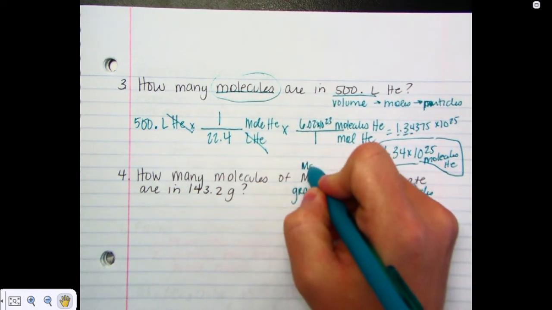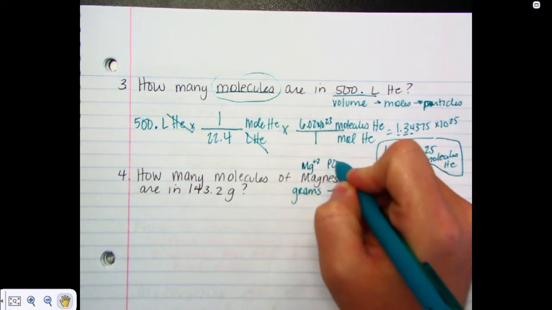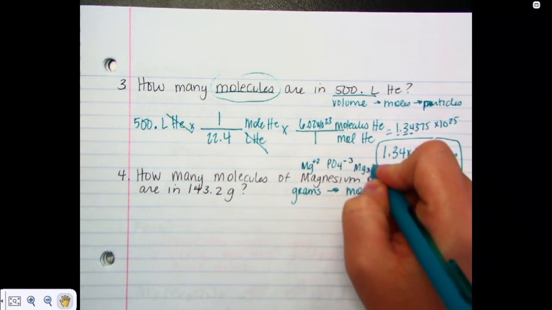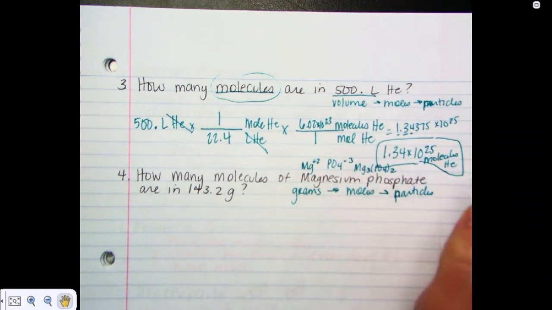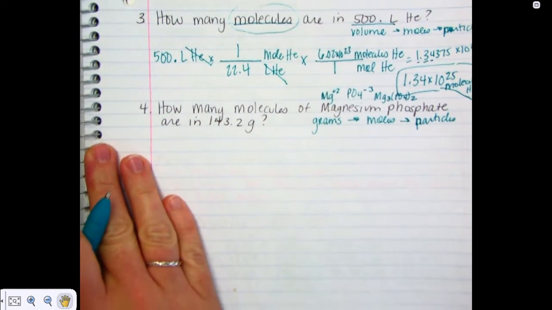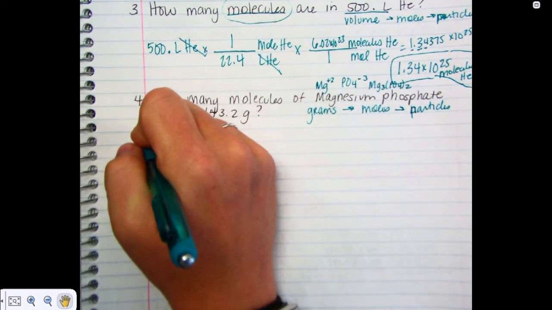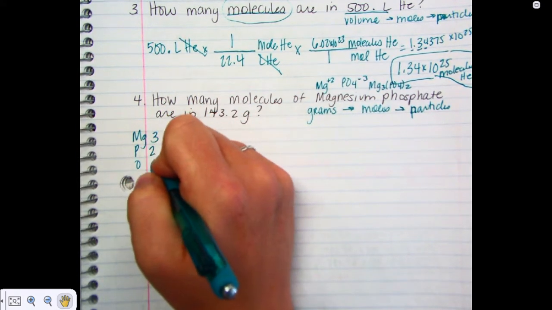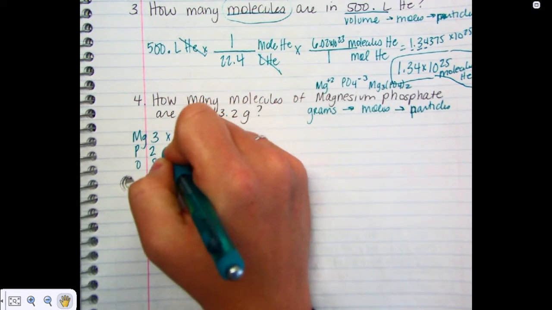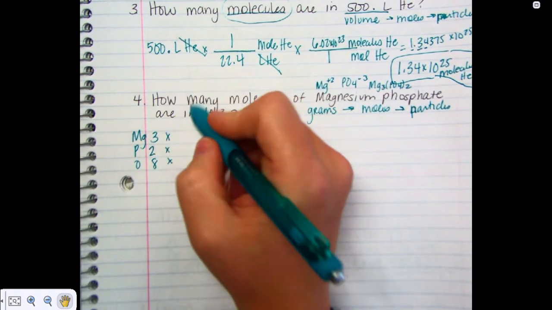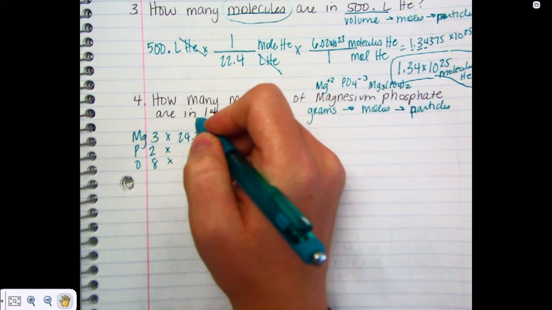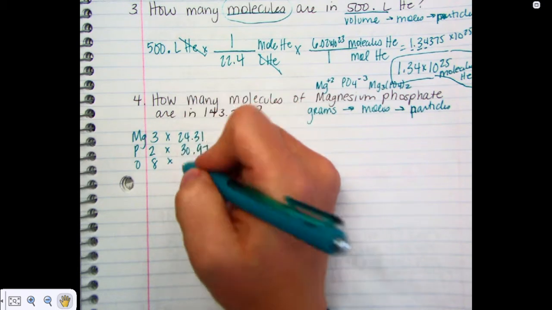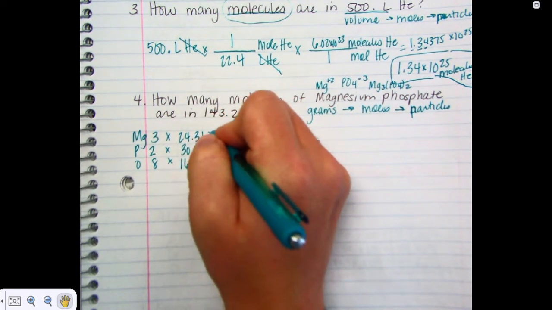So magnesium is +2, phosphate, PO4, -3 on my drop and swap, Mg3(PO4)2. That's what I've got to get a molar mass for. So Mg, P and O, 3 Mgs, 2 Ps, 8 Os. Periodic table says magnesium is 24.31, phosphorus is 30.97, and oxygen is 16.00.